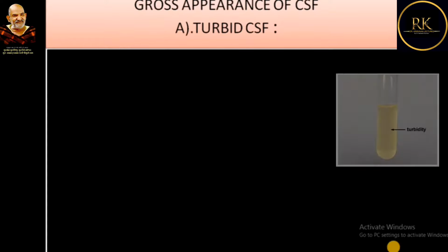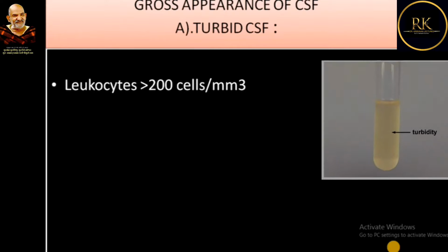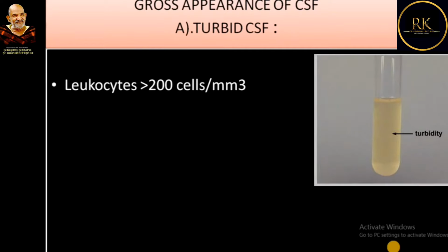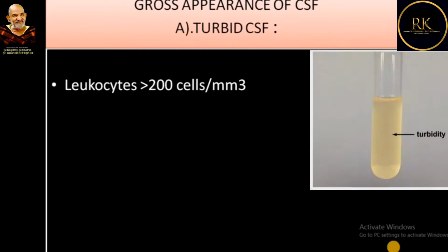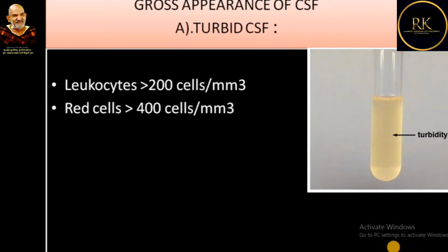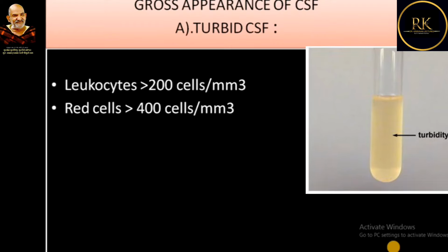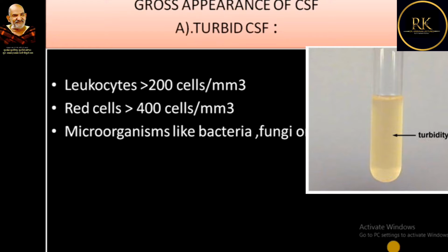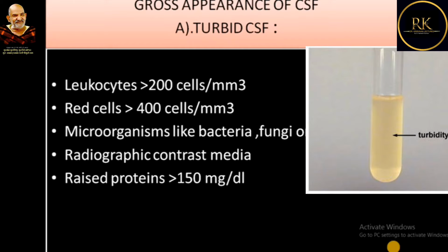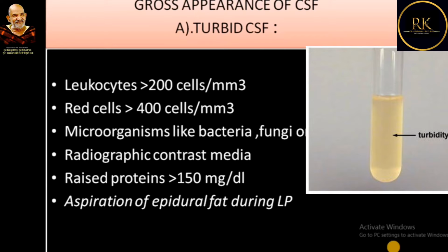Turbid appearance of CSF is seen with increased leukocyte count, that is greater than 200 cells per cubic millimeter, greater than 400 cells per cubic millimeter of RBCs, microorganisms like bacteria, fungi and amoeba, radiographic contrast media, raised proteins greater than 150 mg per deciliter, and aspiration of epidural fat during lumbar puncture can lead to turbid CSF.